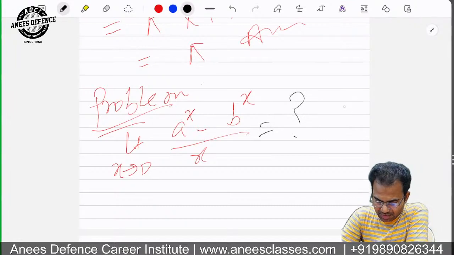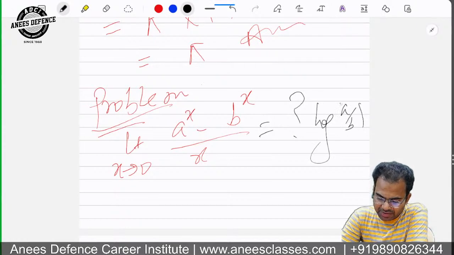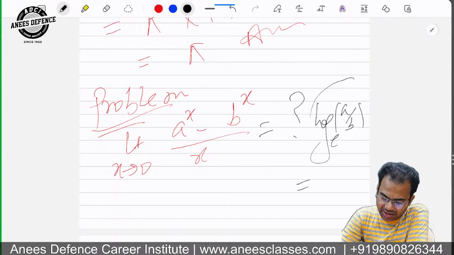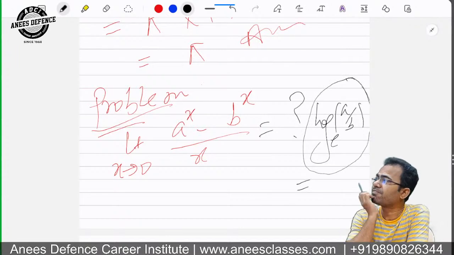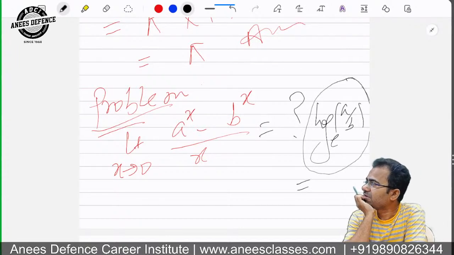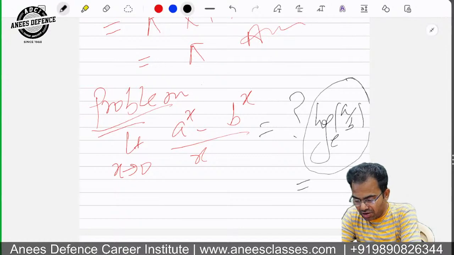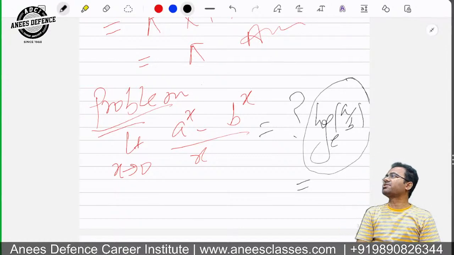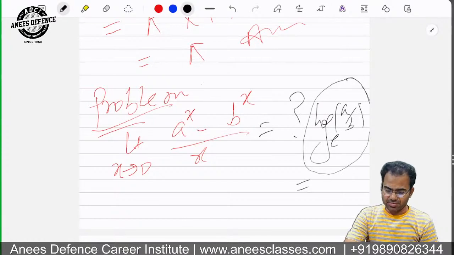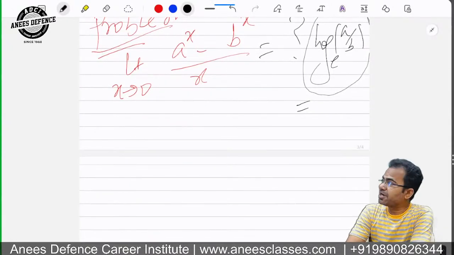Here, log of a by b, one student gave the answer. Base e, this is your final answer. I think this is the correct answer. Okay. Yeah. Very good. Log a minus log b can be written as log a by b to the base e. That's pretty good.